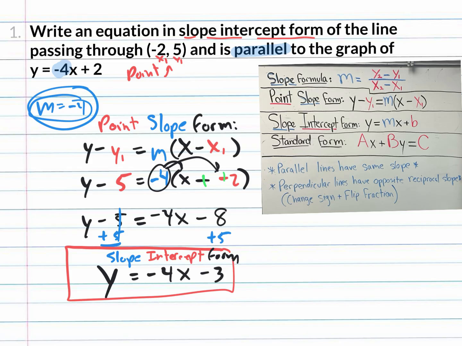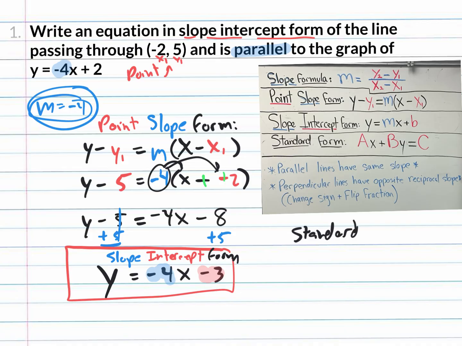Now, why do we call this slope intercept form? Because you could clearly see the slope is -4, and you can see the y-intercept is -3. Okay. So again, if the instruction said write in point slope form instead of slope intercept, you would leave this one. This would be your answer in point slope form. But it does say slope intercept, so you change it to slope intercept, getting y by itself. Now, what if it would have said write it in standard form?